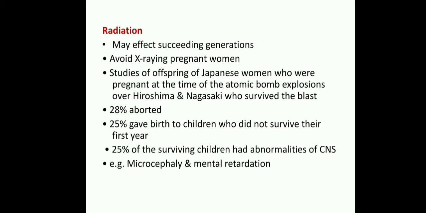Here, 28% of the women aborted, and 25% gave birth to children who did not survive their first year. Within the first year, 25% of babies died, and 25% of surviving children had abnormalities of the central nervous system, for example microcephaly, and then mental retardation because of this radiation. Okay, that is the atomic bomb explosion, Hiroshima and Nagasaki. This is a big exposure of radiation.